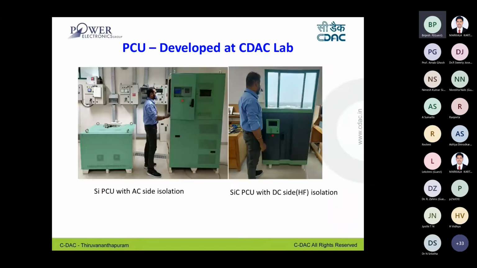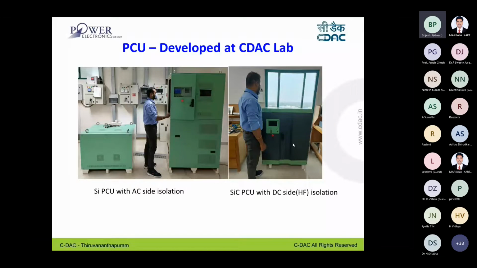This is the power conditioning system we used in our previous installation. This is a transformer design where isolation was at 50 hertz. So obviously there will be a bulky transformer, but it has its own merits in the case of fault isolation and all. And also this is with silicon IGBTs and IPMs.